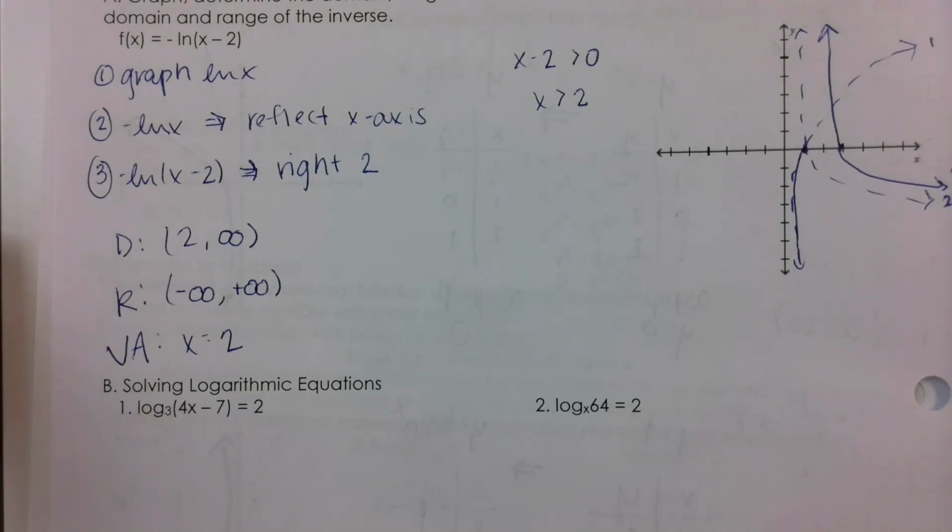And then our vertical asymptote, that minus 2 shifts everything right 2. So instead of it being at x equals 0, it's going to be at x equals what? 2.